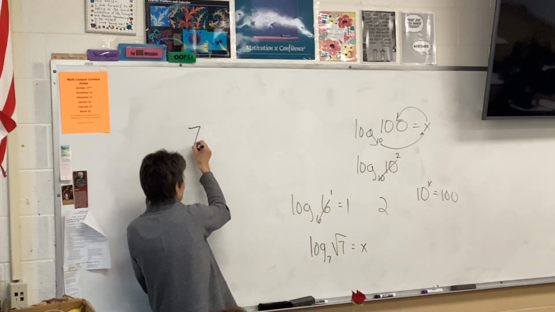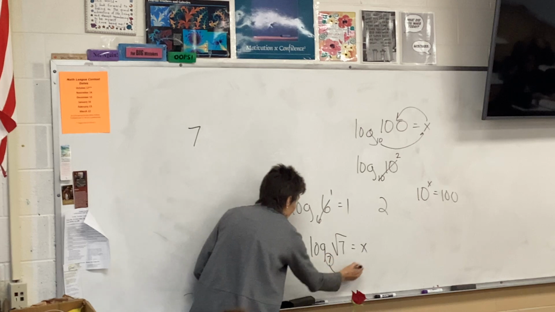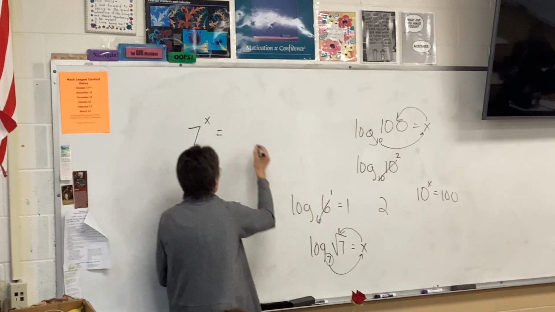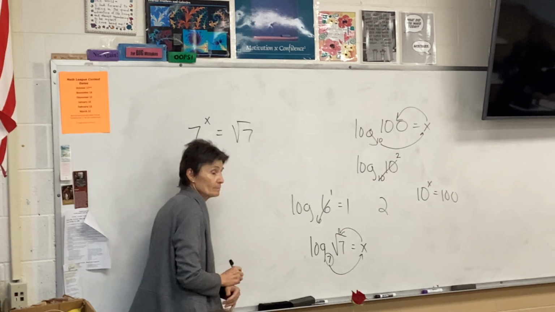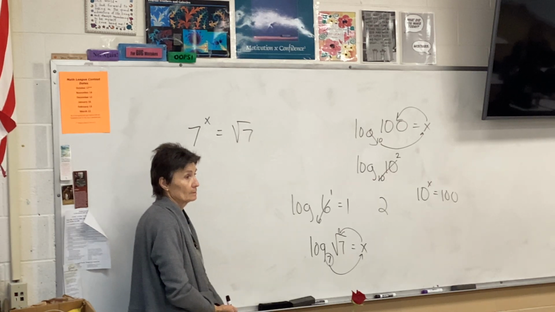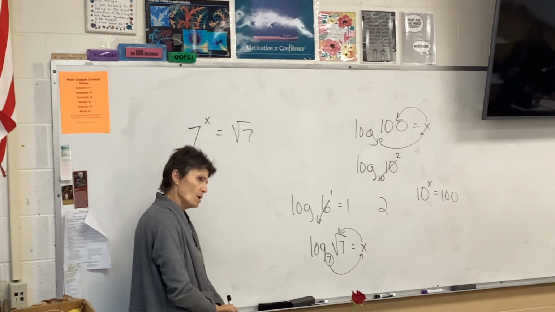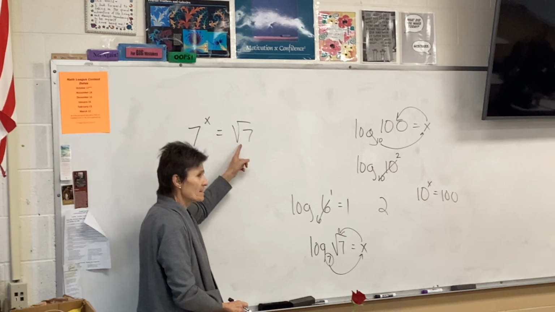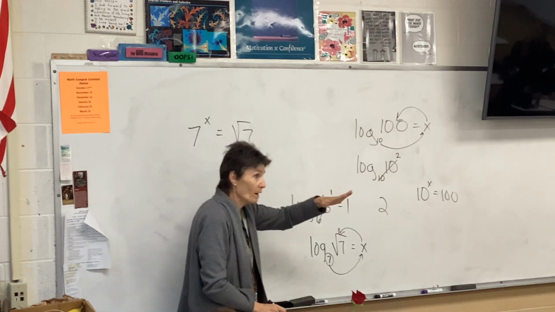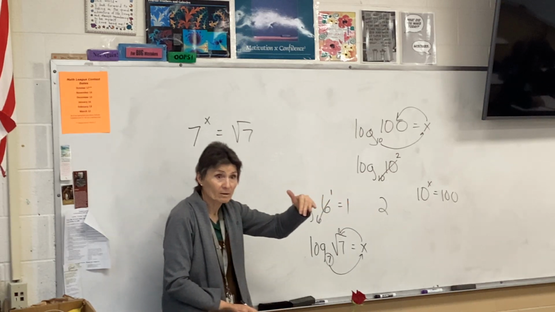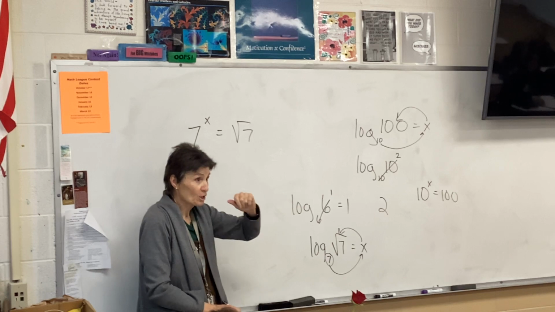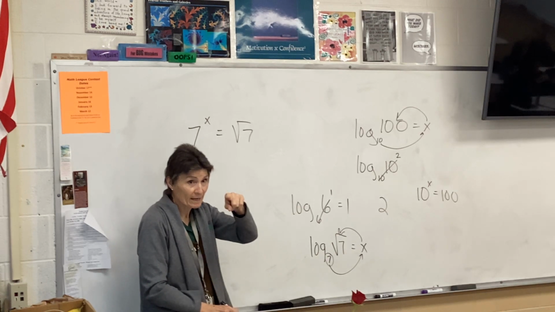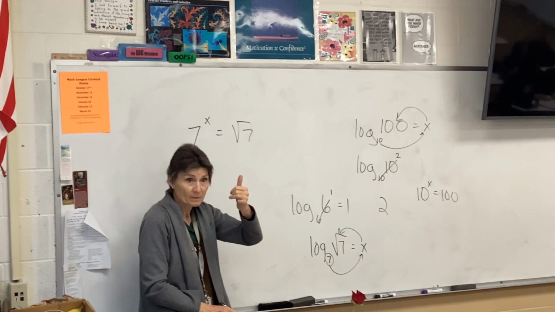So 7 to the x equals root 7. What exponent creates a radical? Well, stop. What kind of exponent creates a radical? A fraction, right? A fractional exponent is a radical, and vice versa.